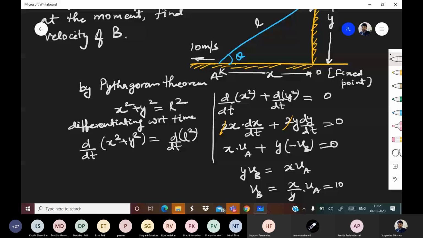What is the value of x upon y? x is base and y is perpendicular, so that will be cot theta. This is the answer. x upon y into VA comes out to be 10 cot theta. If the value of theta is given, you can find the exact answer also. That's how we solve.